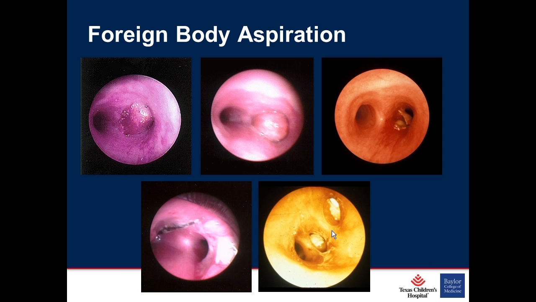So as far as foreign bodies, you can see various things in the trachea. It goes all the way from organic objects to nuts. I've seen pins and tacks, etc., in the bronchus.